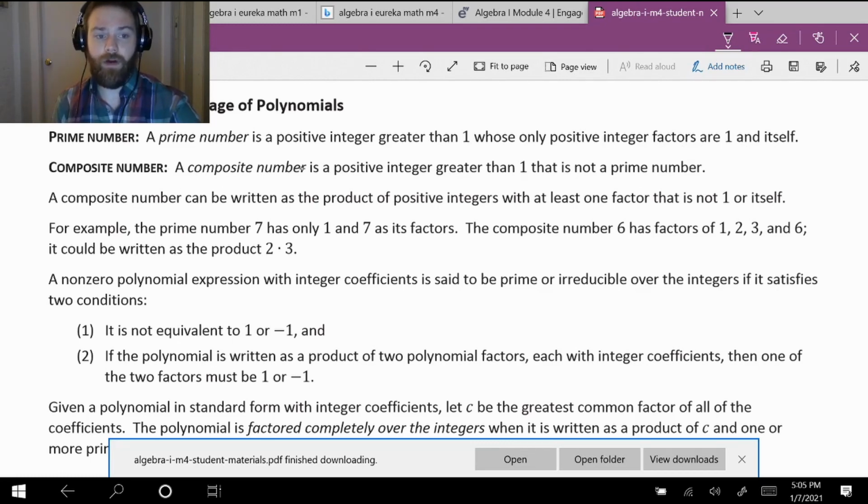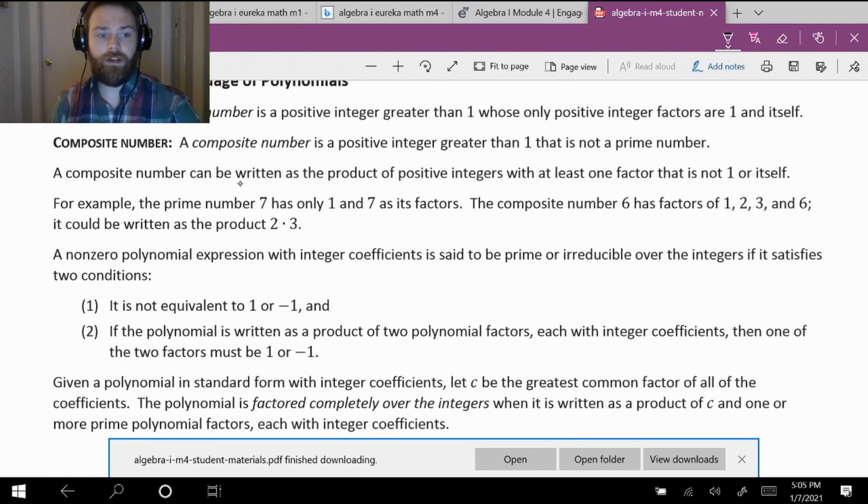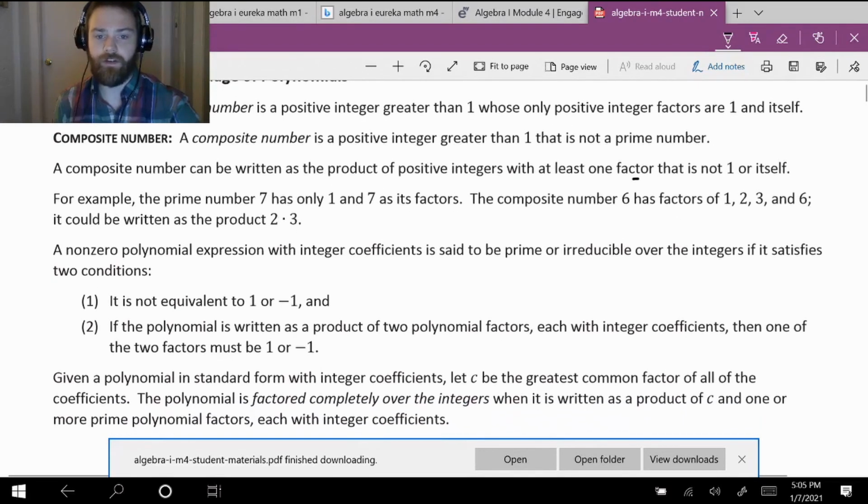Composite number. A composite number is a positive integer greater than 1 that is not a prime number. A composite number can be written as the product of positive integers with at least one factor that is not 1 or itself. For example, the prime number 7 has only 1 and 7 as its factors. The composite number 6 has factors of 1 and 6, 2 and 3. It can be written as the product of 2 times 3. So a composite number is basically not a prime number. It's an integer that is divisible by another integer.